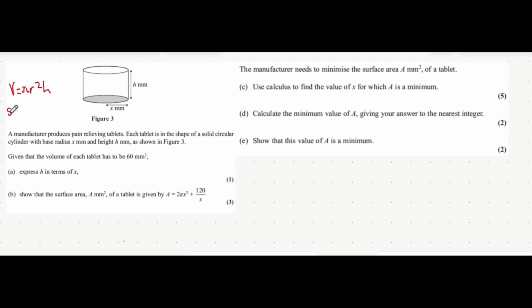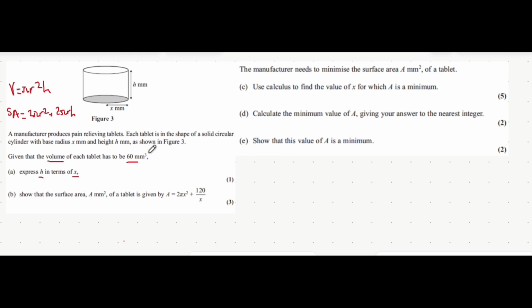And also that the surface area of the shape is given by the areas of the two circles on top and bottom, which is 2 pi r squared for both circles, plus 2 pi r h, where h is the height. Great. So it tells you that there's a radius of x and a height of h, and it's also told you the volume is 60 millimeters cubed, and then it wants you to express h in terms of x.